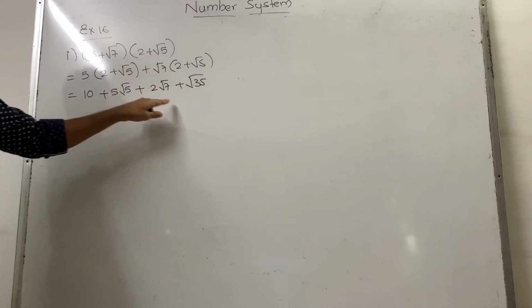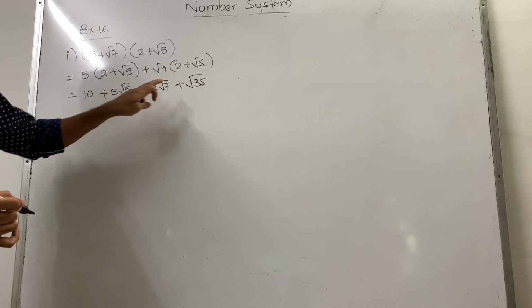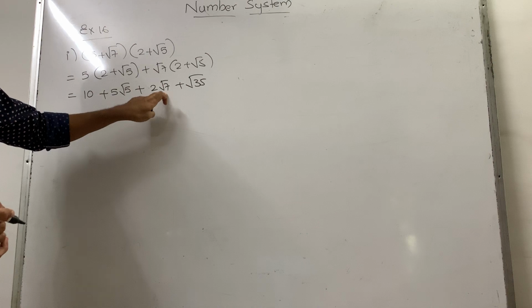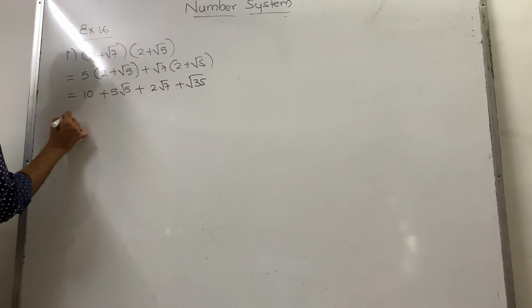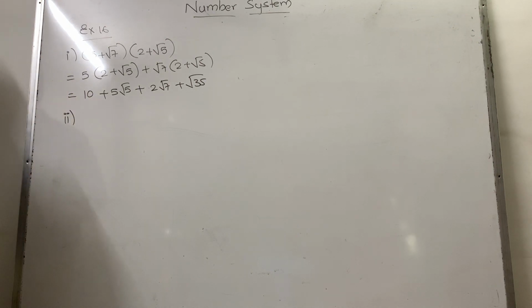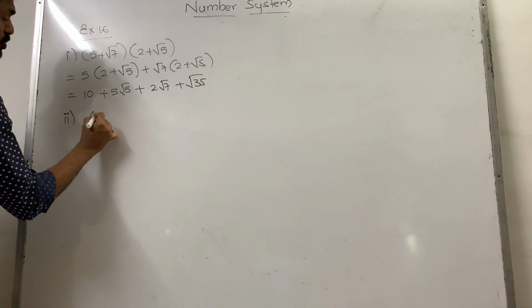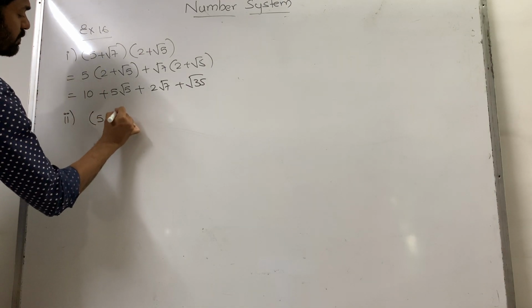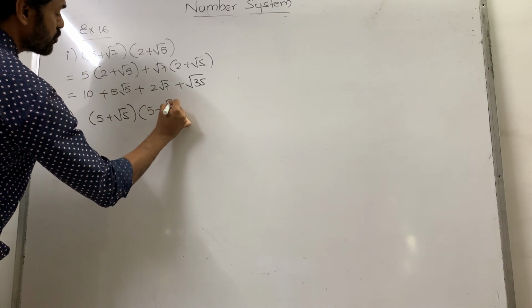Do we have any like terms? No. This is rational and these 3 terms are irrational, but this is root 5, this is root 7, and this is root 35. So you cannot add them. So that will be your final value after simplifying. The second question. In the second question, they have asked us to multiply 5 plus root 5 and 5 minus root 5.